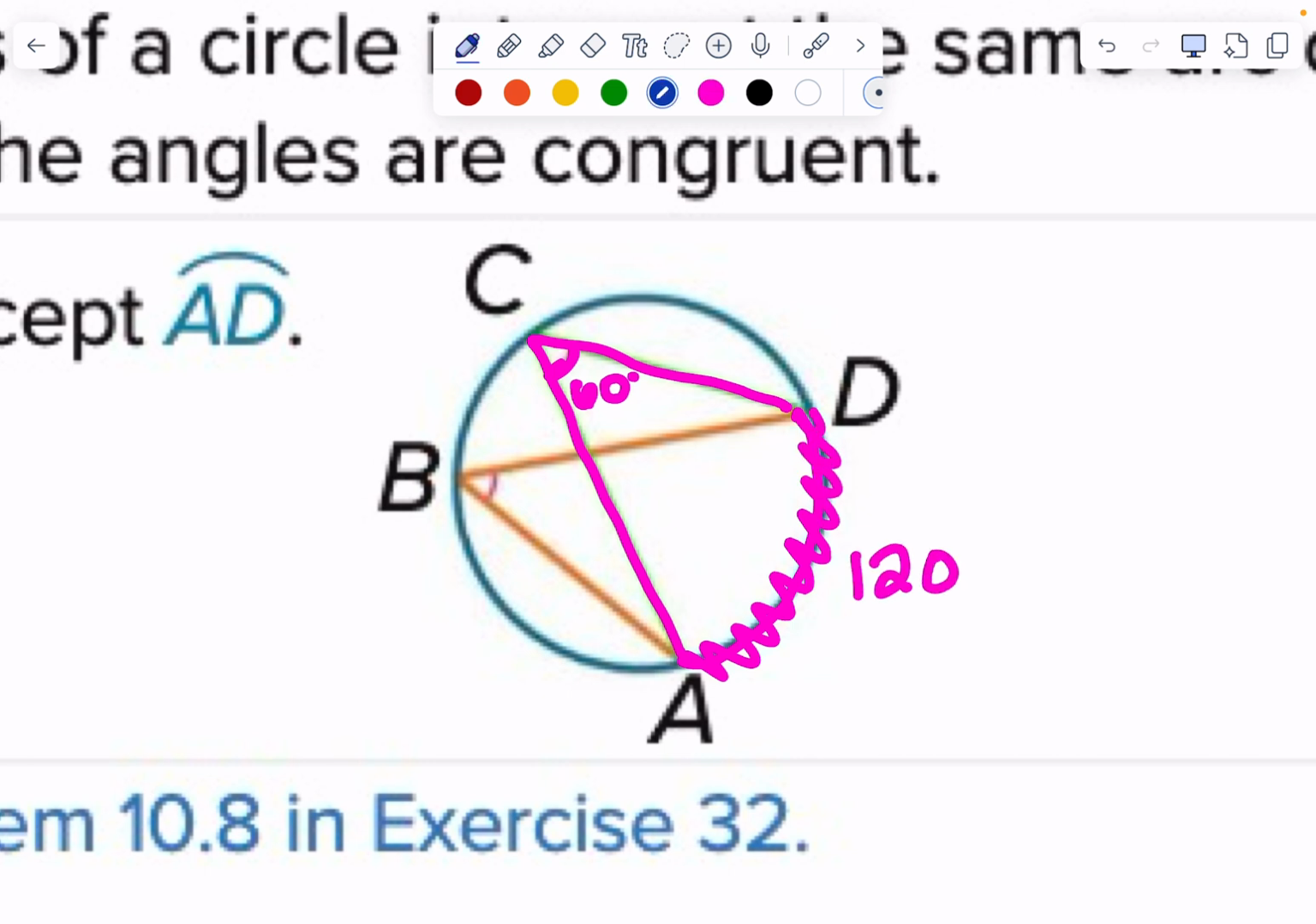120. Okay, now let's say I pull it back in a different spot. What's the measure of this ice cream cone? 60. So here's the rule. Are you ready? They are the same cone that has the same ice cream, right?